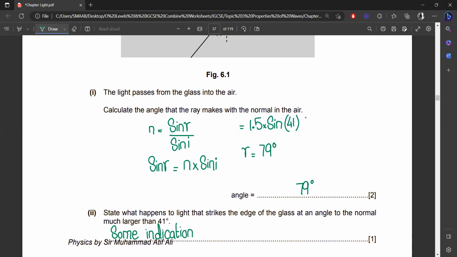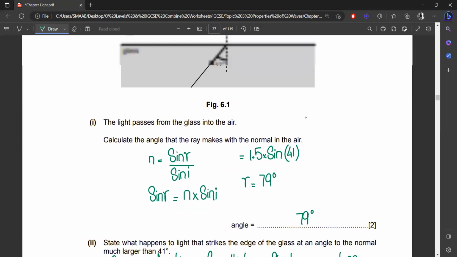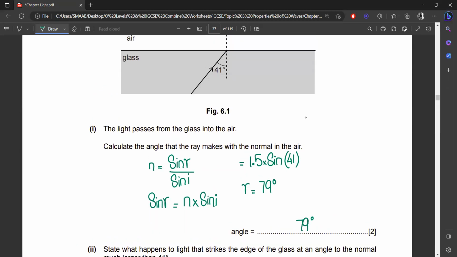Indication, multiple, in classroom. Okay. Yes.